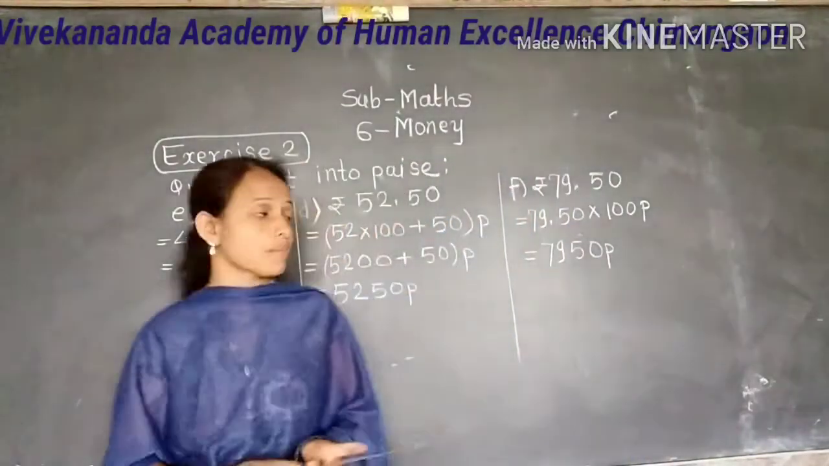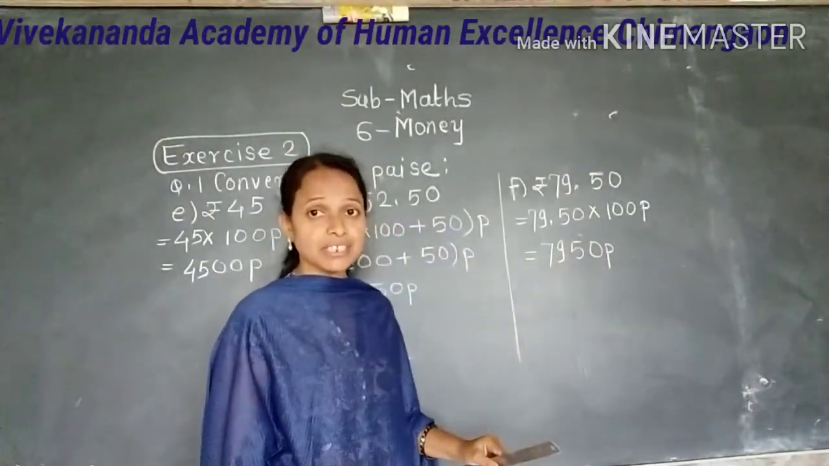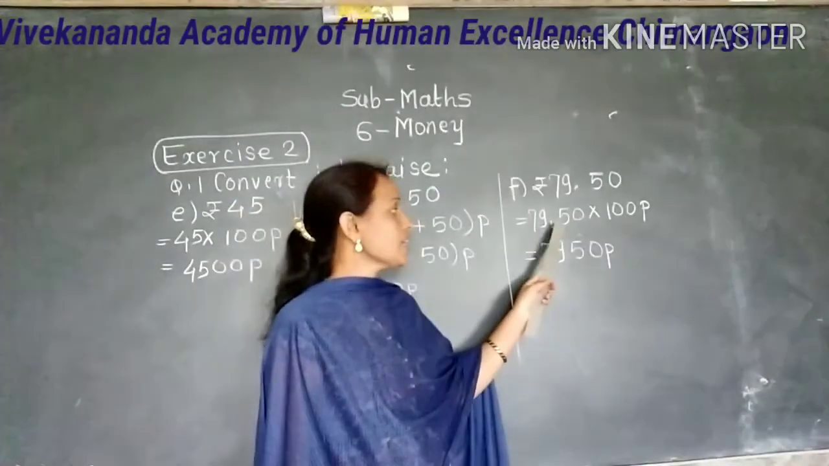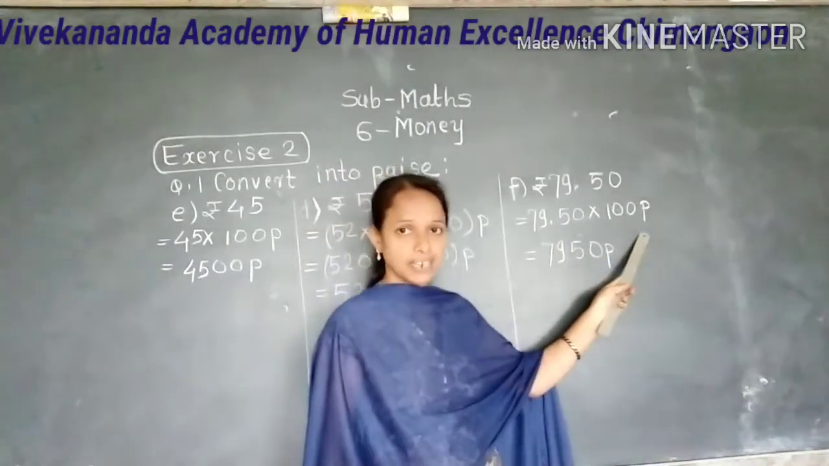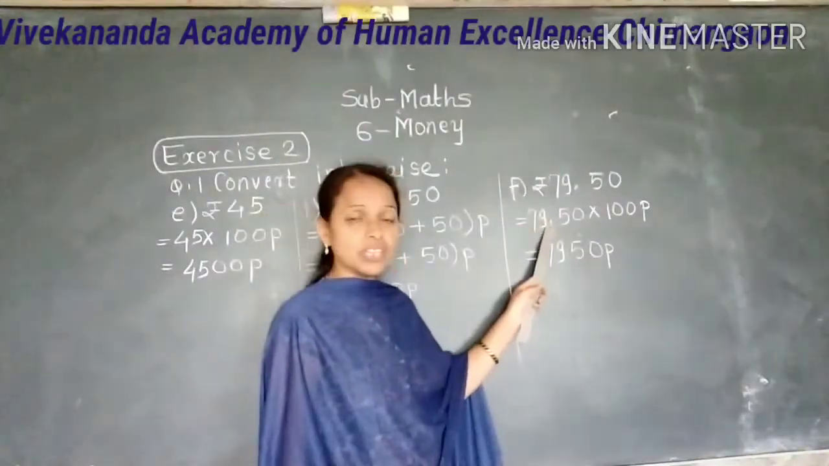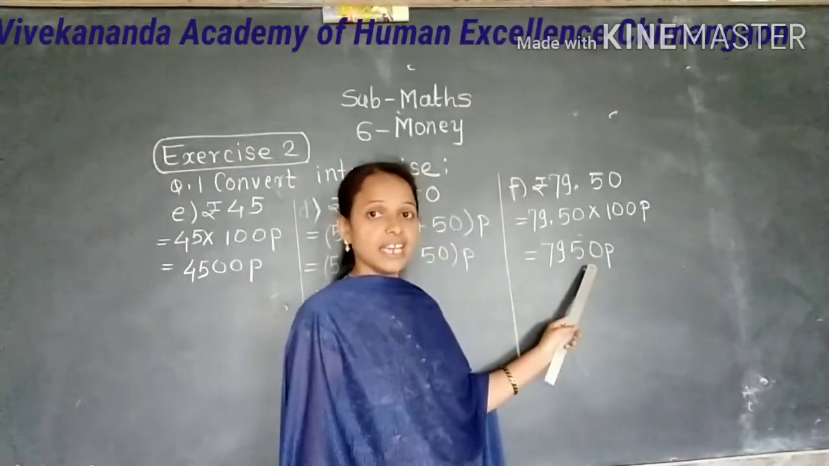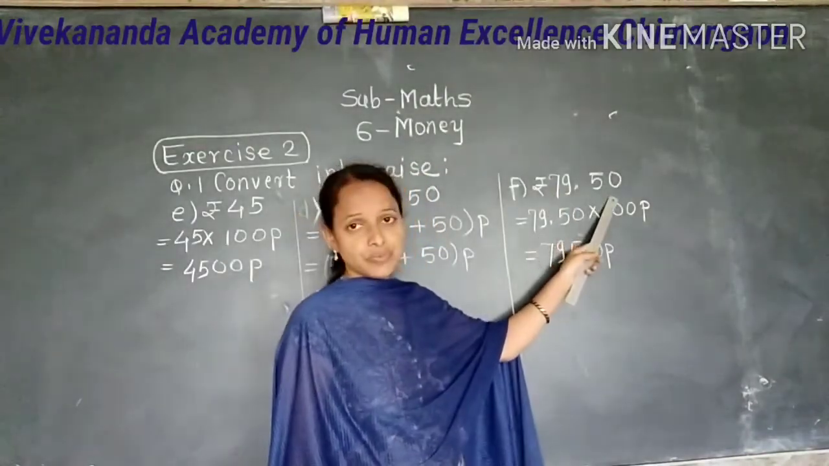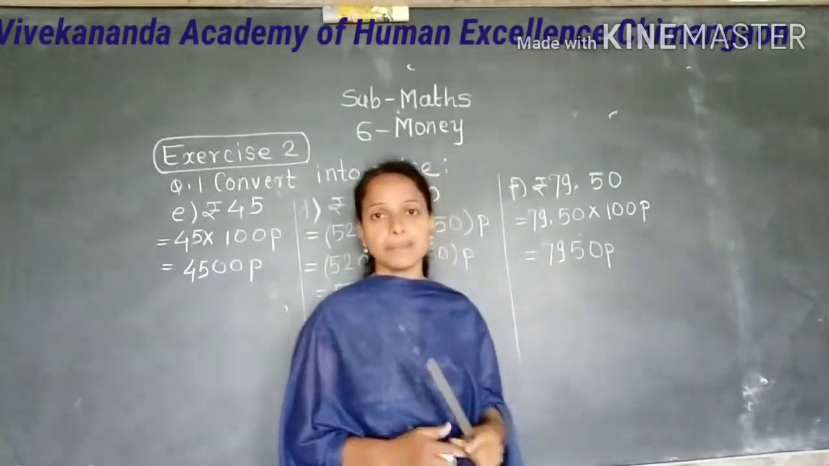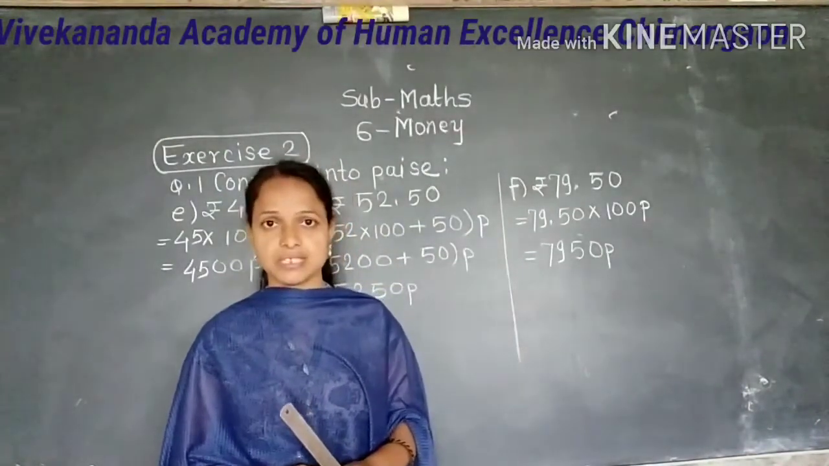Next, F example, 79 rupees 50 paise. So the second method you have learned: multiply the number by 100. So here 79.50 multiply by 100. And next step, remove the dot from the given number. So by removing the dot from the given number, we got the number 7,950. In this way, 79 rupees 50 paise converted into 7,950 paise. Understood? How to convert rupees into paise.